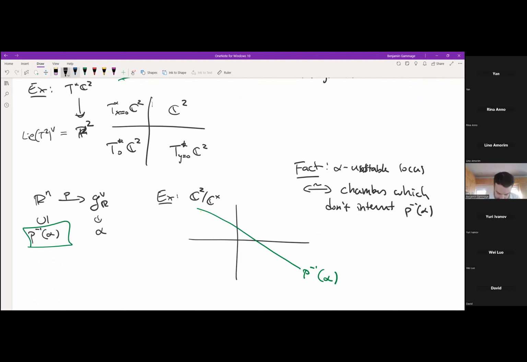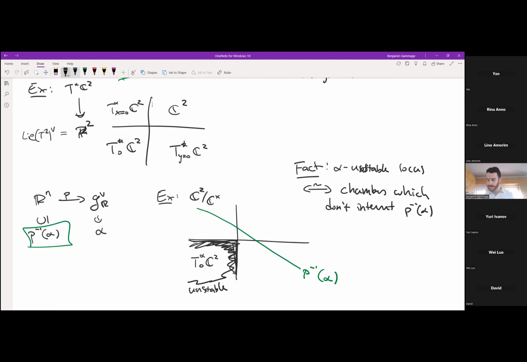Right, so it's just this chamber here. So this is my T star zero C2. This is my unstable chamber here. In the example we discussed above, we said to get the cotangent bundle of P1, we start with the cotangent bundle of C2 mod C star and we delete this unstable piece here. So this is unstable. So that's very nice, that this P inverse of alpha precisely tells you what to delete.